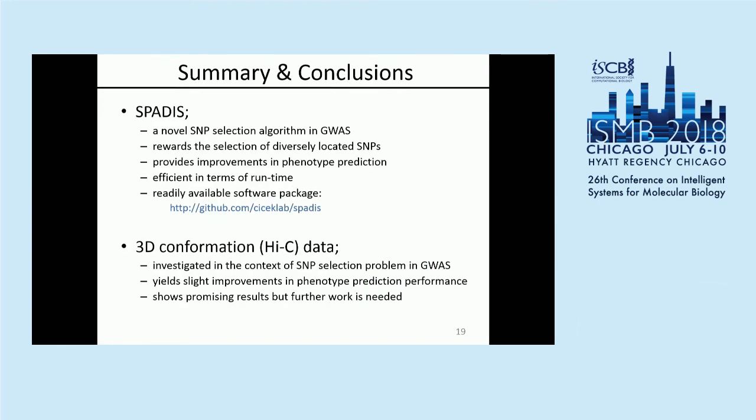So to summarize, SPADIS is a novel SNP selection algorithm that rewards the selection of remotely located SNPs. It provides improvements in phenotype prediction, and it is efficient in terms of runtime. We have also investigated the 3-dimensional conformation data, the Hi-C data, in the context of the SNP selection problem, which yields some slight improvements in phenotype prediction. So it shows promising results, but there is a lot of work to be done to fully utilize it.